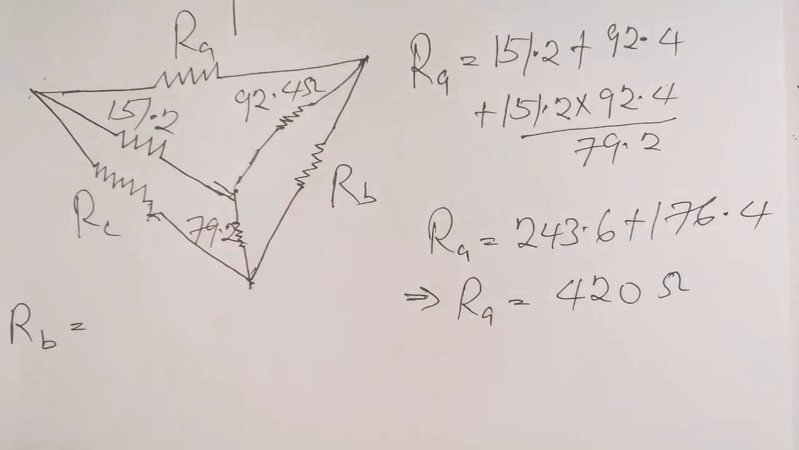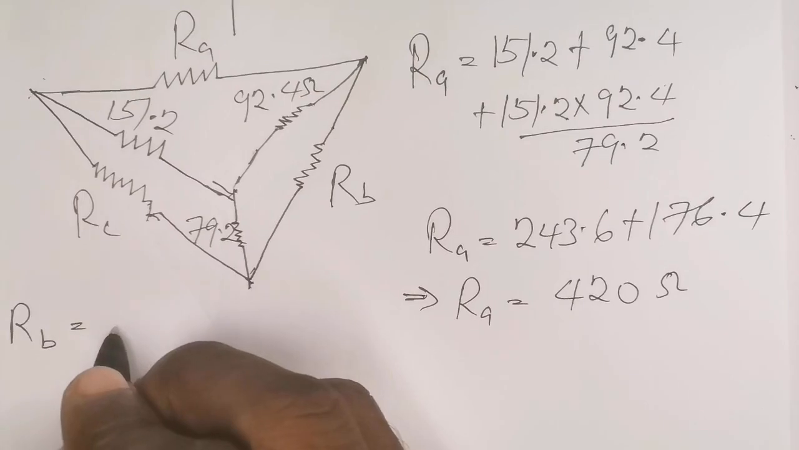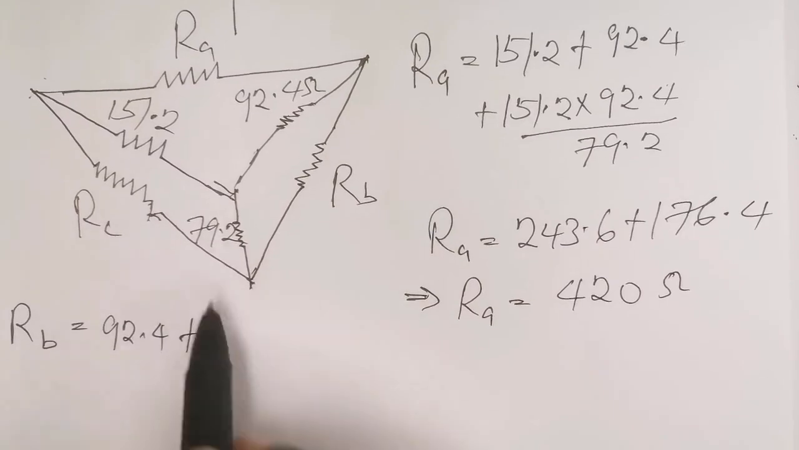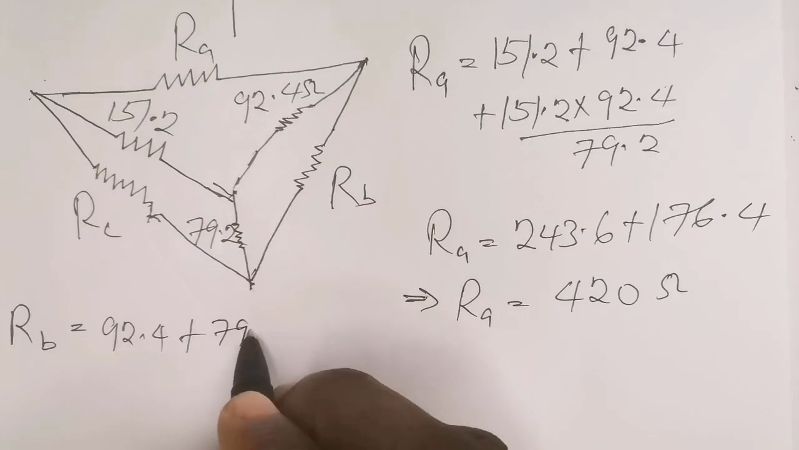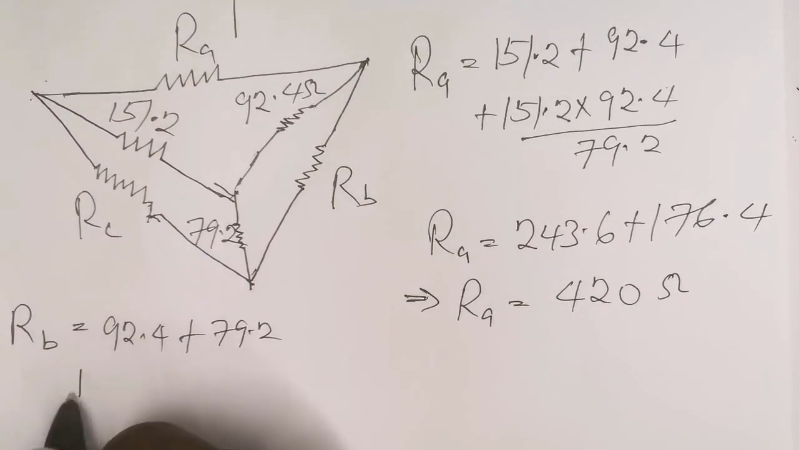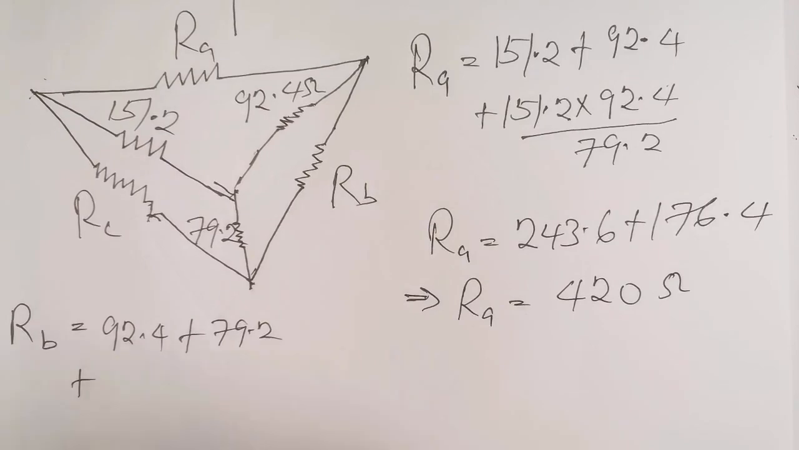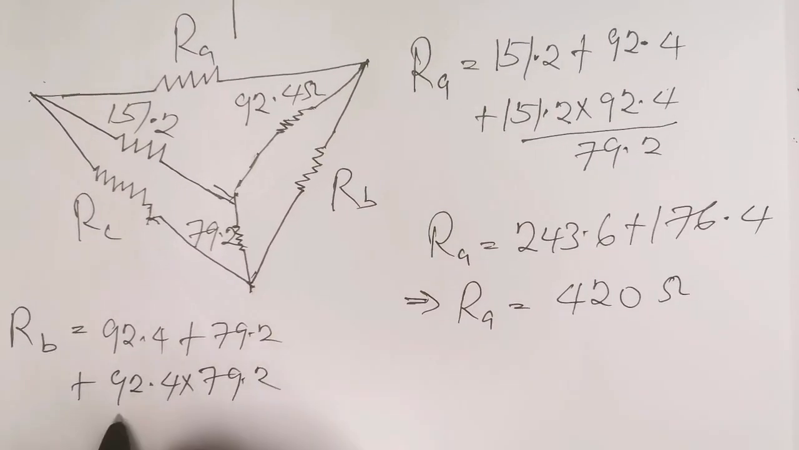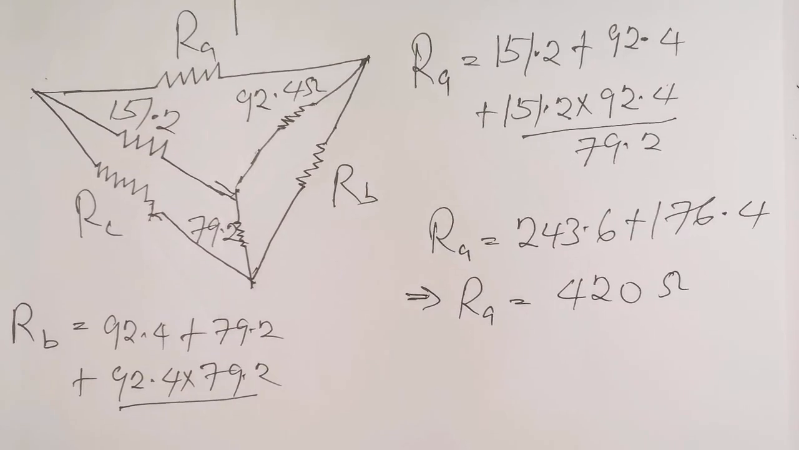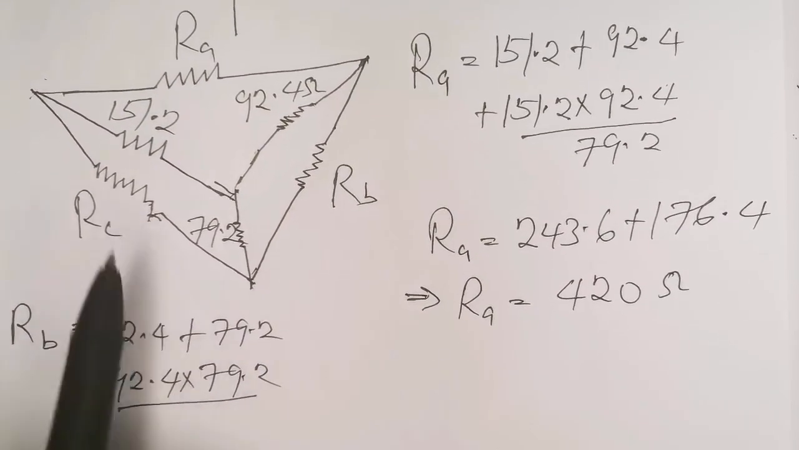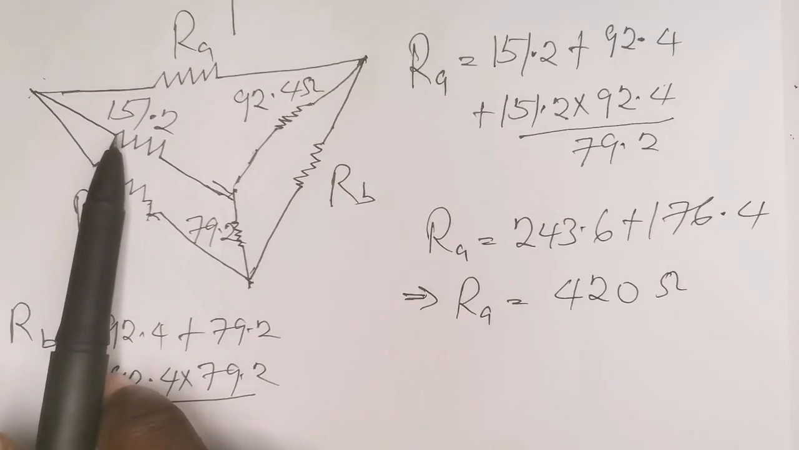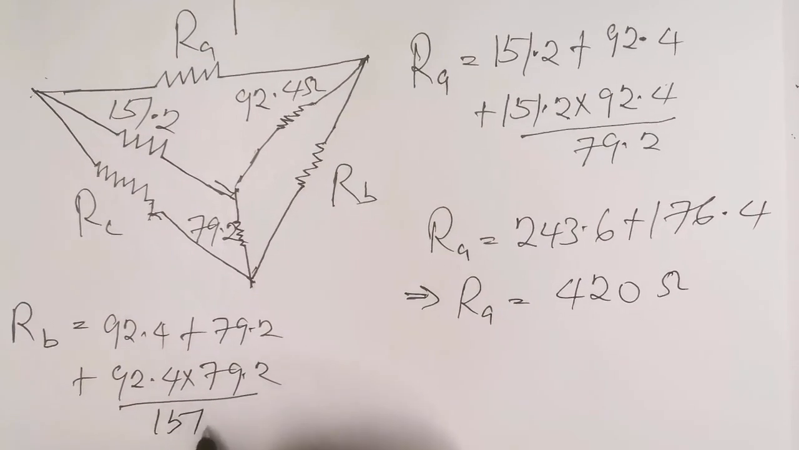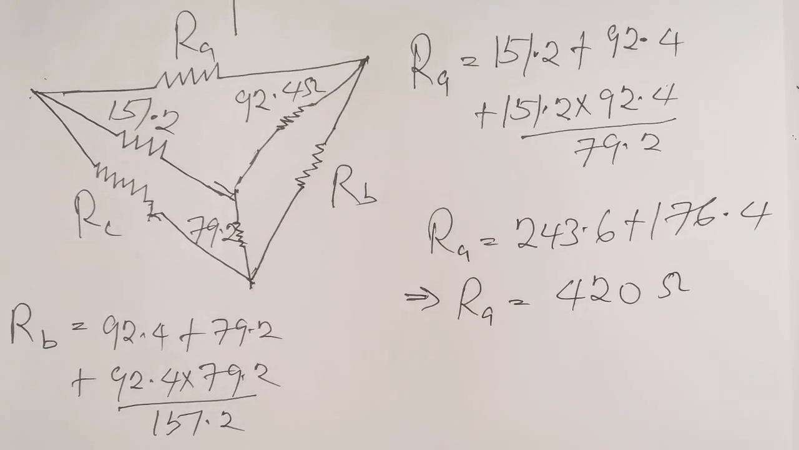So once again, you add these two resistors, you have 92.4 plus 79.2, plus you find the product of these two resistors again. 92.4 multiplies 79.2, now divide by the particular resistor which is not part of the triangle, and in that case this particular resistor 151.2 is not part of this triangle, so you divide by 151.2. So let's do this and see.